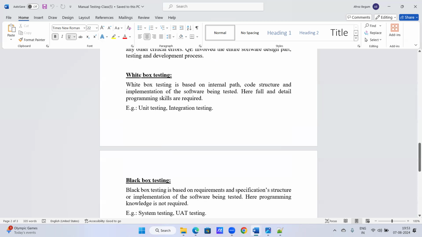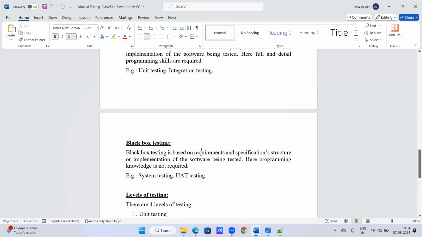And here I also mentioned white box testing and black box testing. White box testing is based on the internal paths, code structure, and implementation of the software being tested. Here, full and detailed programming skills are required. Who is going to use white box testing techniques? Developers only, right? For example, unit testing and integration testing.